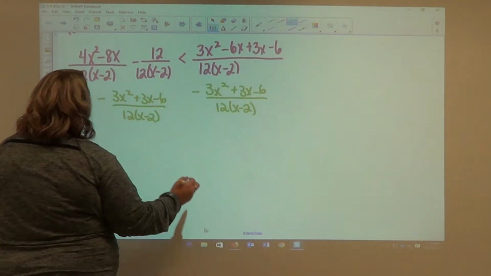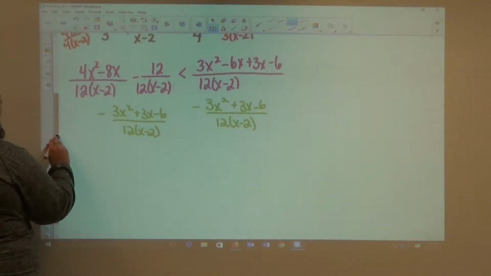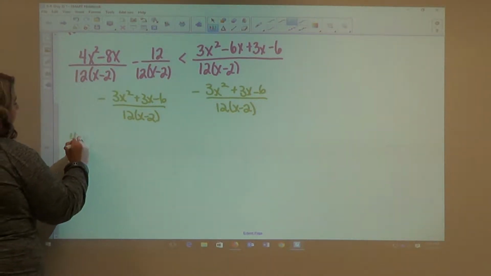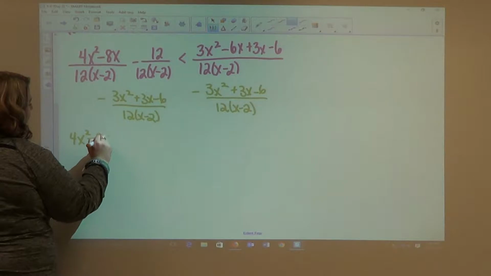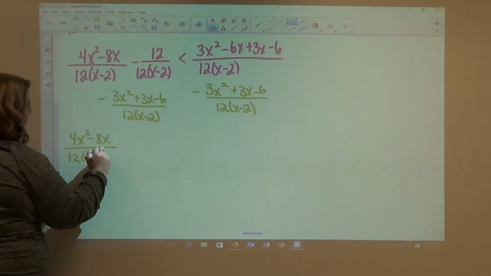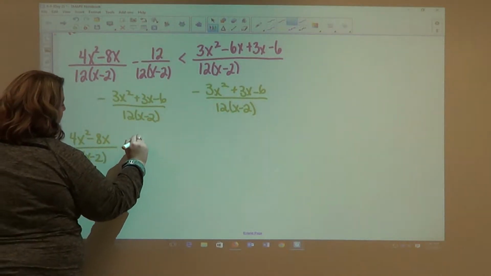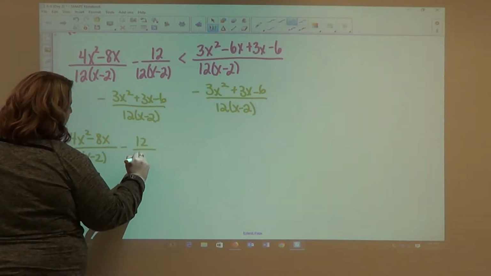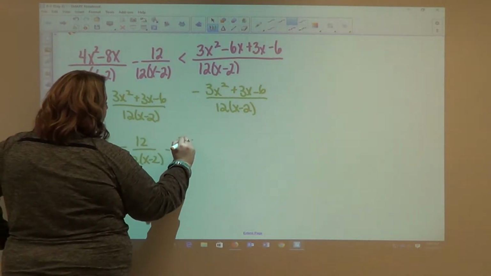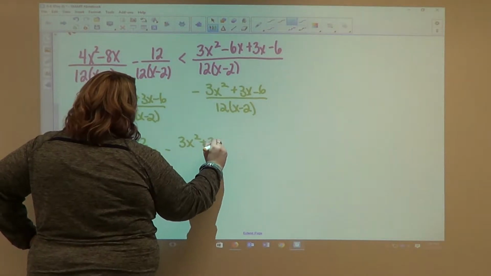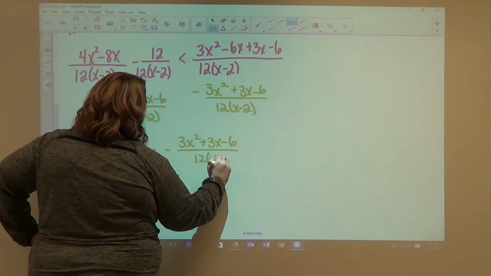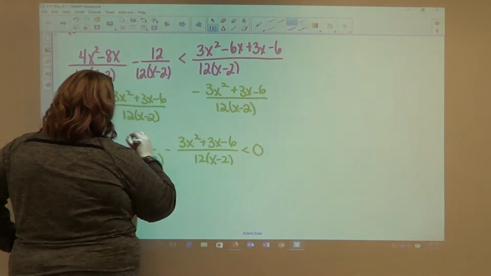Okay, so here's what we're going to get. This fraction would stay the same. Then I have this one. Then I have minus the 3x squared plus 3x minus 6 over 12 x minus 2, less than 0.